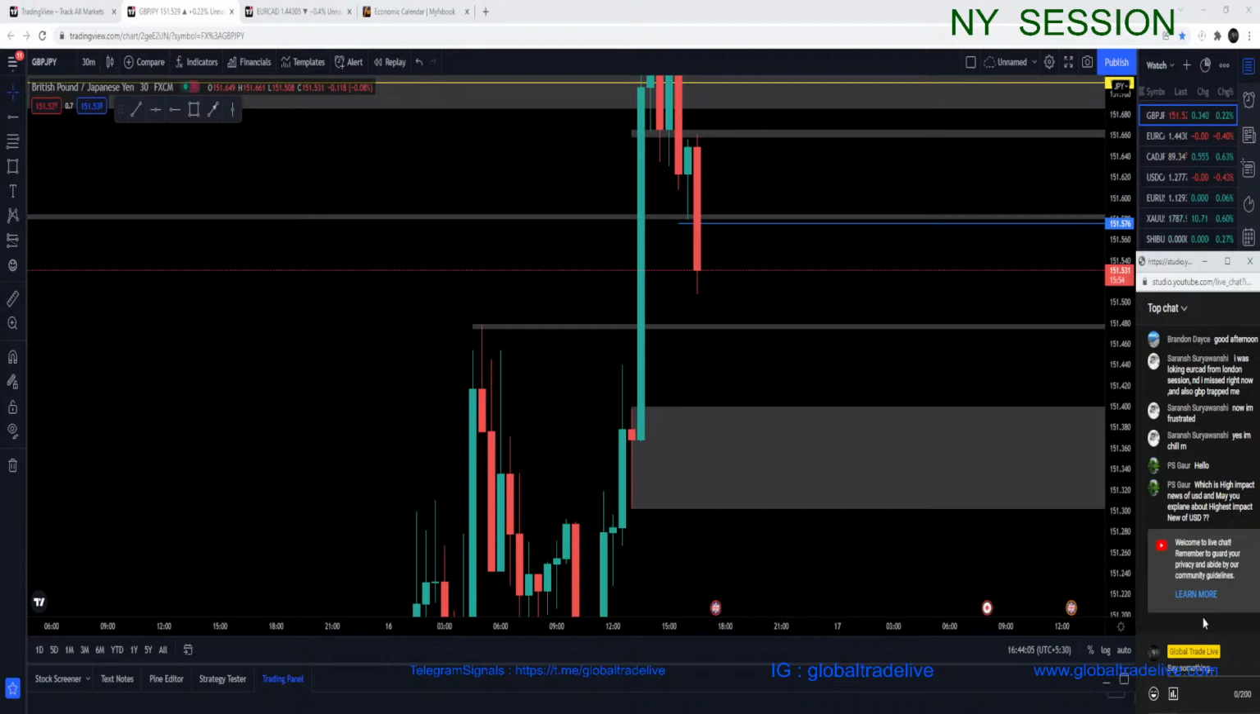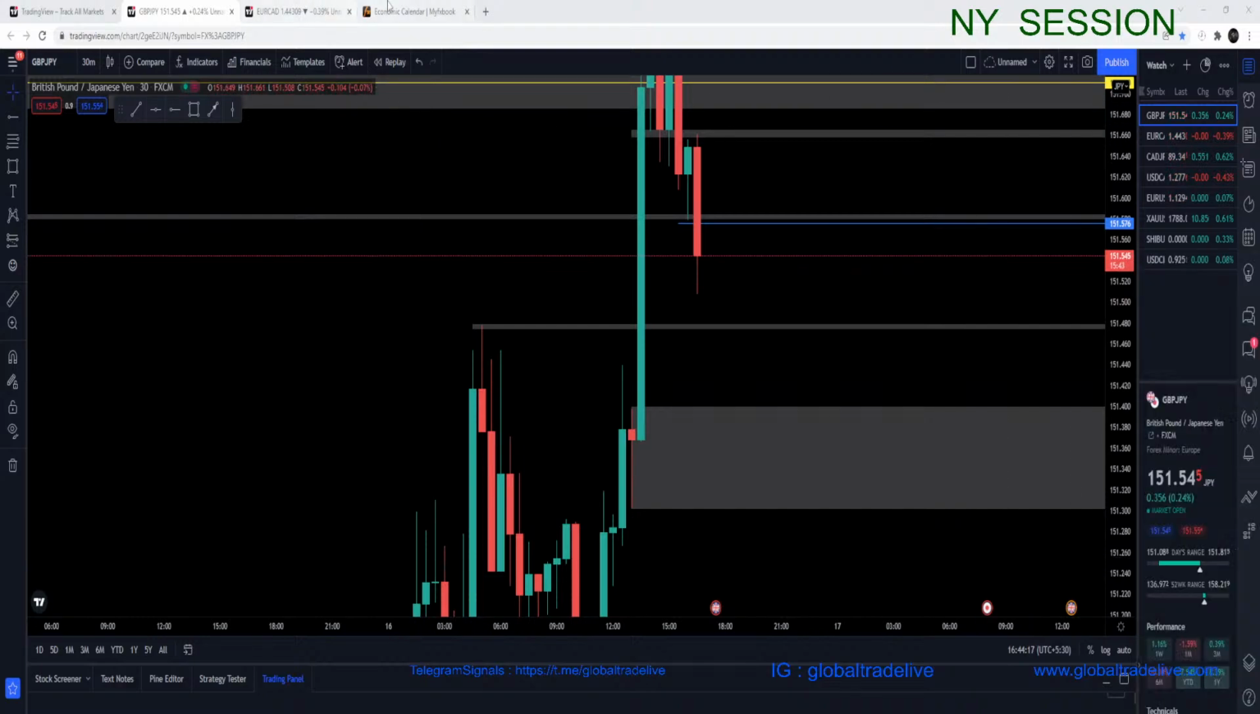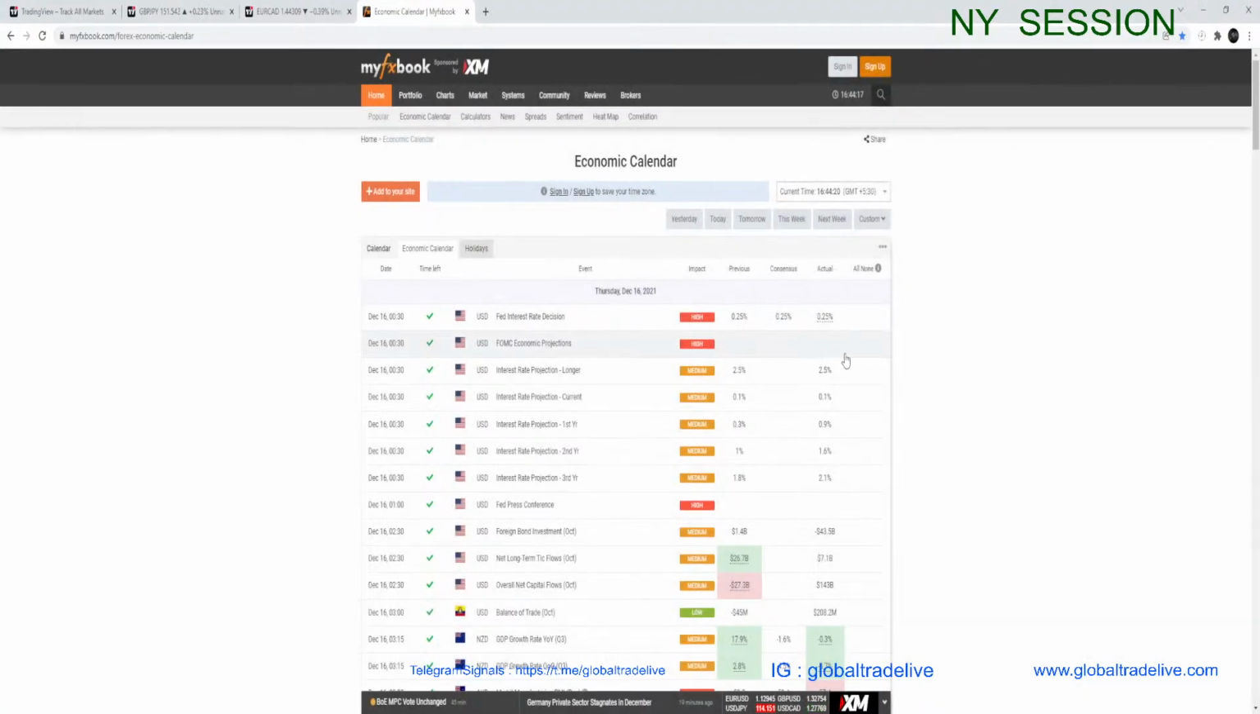Which is the high impact news of USD, and may you explain about the highest impact news of USD? The thing is, if you talk about the highest impact news, then yesterday we had the interest rate decisions. This was the highest impact. Also, the non-farm payrolls, that's also highest impact news.